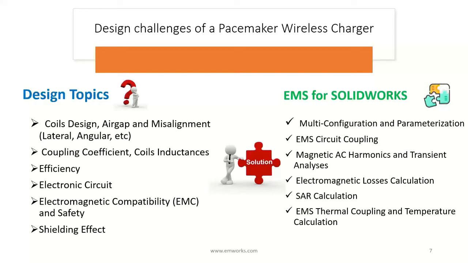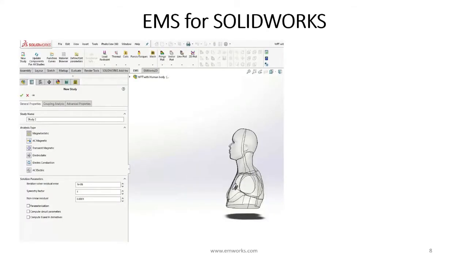AC harmonic and transient magnetic simulations can both be performed using EMS for SOLIDWORKS. Electromagnetic losses and SAR can be computed and generated by EMS. The coupling to thermal can be defined within the same magnetic study, so there is no import or export of data in case we want to see the heat generated by the eddy losses and the shielding parts. Let's have a quick look at the EMS environment through these snapshots. And at the end of this presentation, we will check EMS live inside SOLIDWORKS.